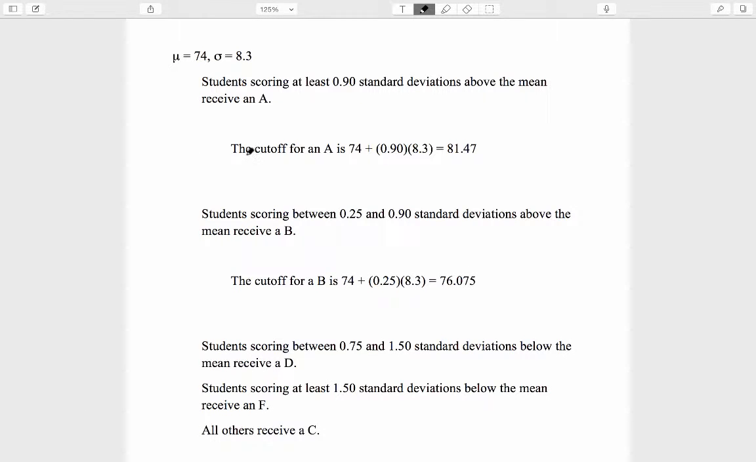We've already computed the exam score cutoff for an A. That was 74 plus 0.9 copies of our measuring stick. And the exam cutoff for a B, the lower cutoff, that was the mean plus 0.25 copies of our measuring stick. We've now been asked to find the range of scores corresponding to a C.